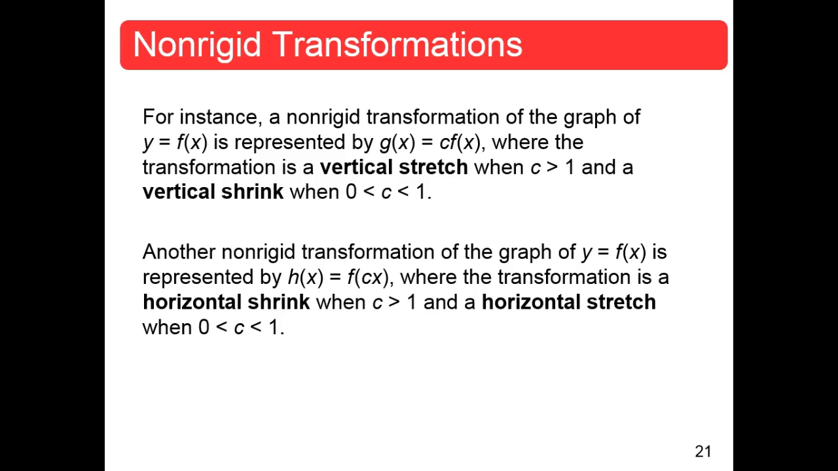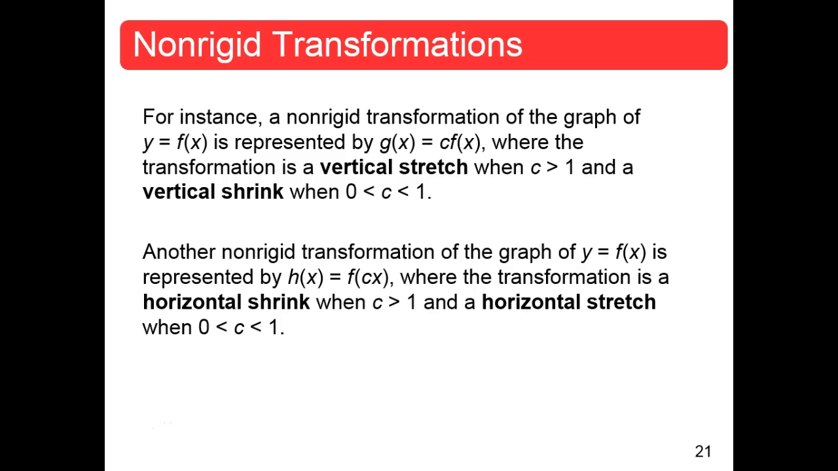For instance, a non-rigid transformation of the graph, and by the way, what made those translations? Shifts. Something is being added or subtracted. That gave you a horizontal shift if it's added or subtracted from the x. If it's added or subtracted from the y, that's a vertical shift. Negated, that's flipped, either horizontally or vertically. But we left off multiplying and dividing, didn't we? What happens if you multiply, not add or subtract?